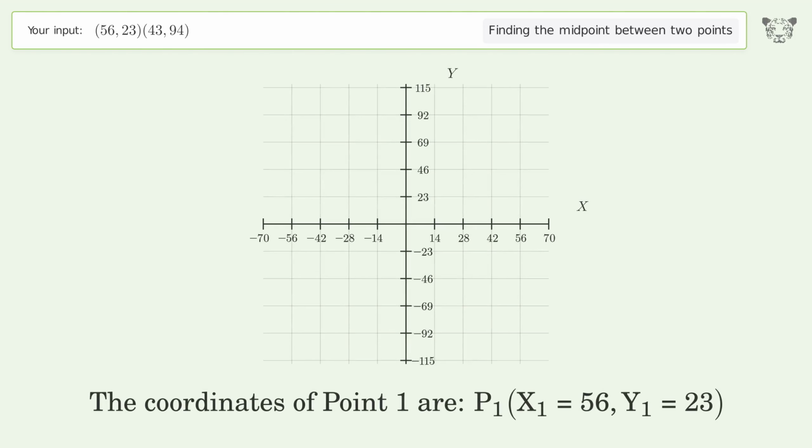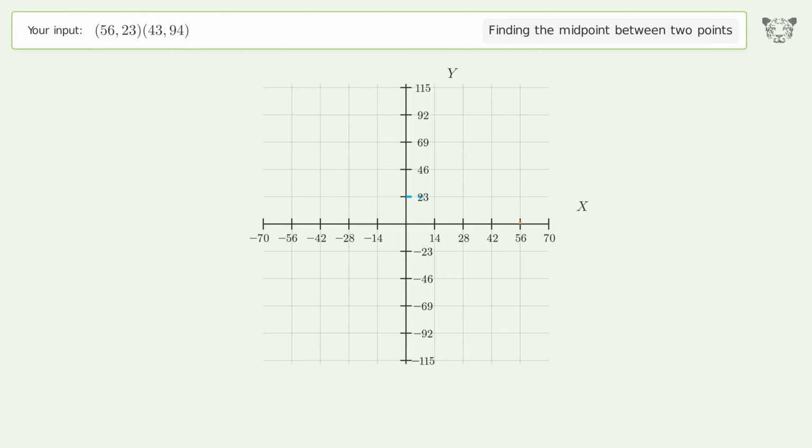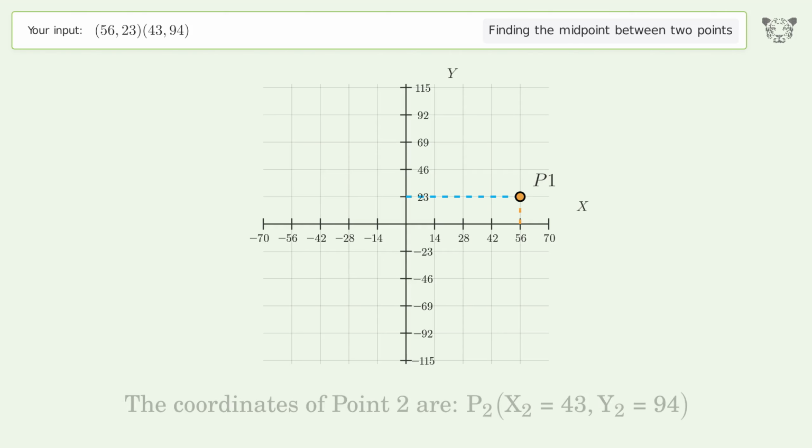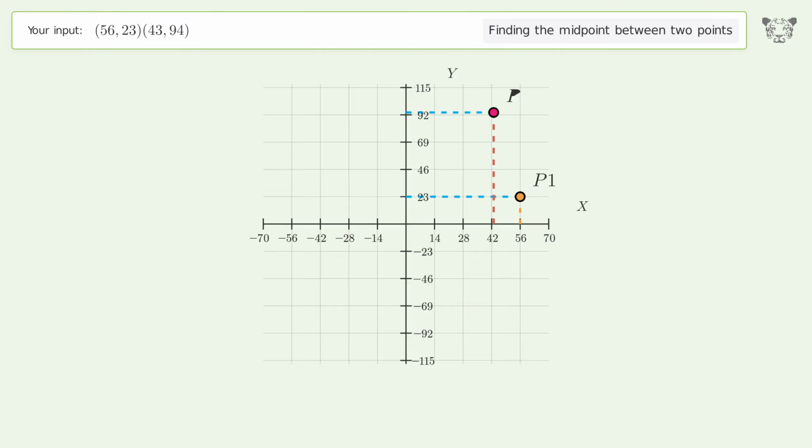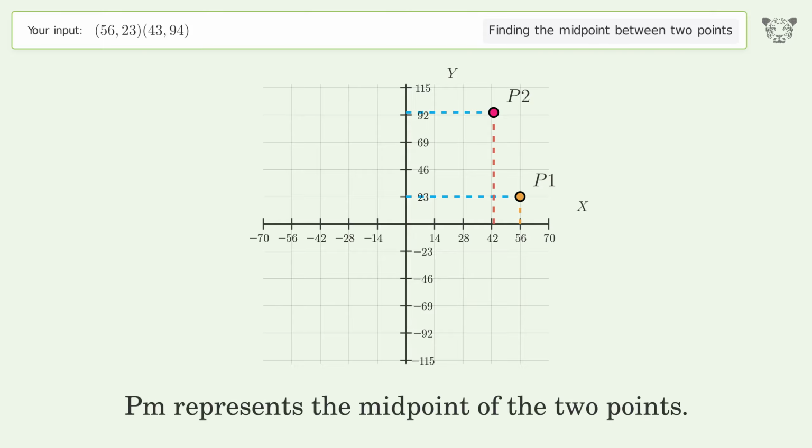The coordinates of point 1 are x1 equals 56, y1 equals 23. The coordinates of point 2 are x2 equals 43, y2 equals 94. PM represents the midpoint of the 2 points.